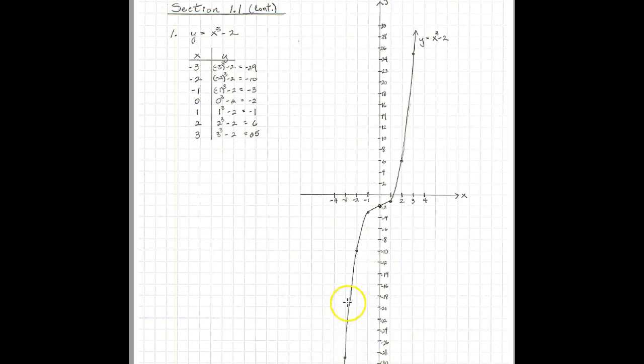And when you fill that in, connect the dots with a smooth curve, and that is simply the graph of y equals x cubed. That's a common graph I'd like you to recognize. And the minus 2 means that it shifted 2 units down on the y-axis, and we'll be talking much more about shifting of functions later.